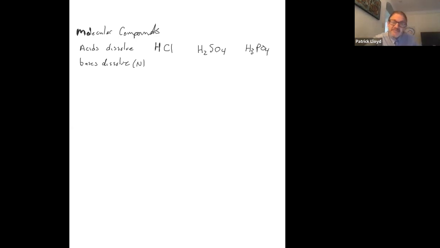I'm going to put in parentheses N for nitrogen. These are the bases that have nitrogen in them, and I'm just going to list them out. NH3, CH3NH2, C6H5NH2. So if you see a chemical formula that's either NH3 or NH or NH2, and then it has some number of carbons, that's most likely what's called a nitrogen base. Those are important in things like DNA and proteins. And those dissolve into water as well.